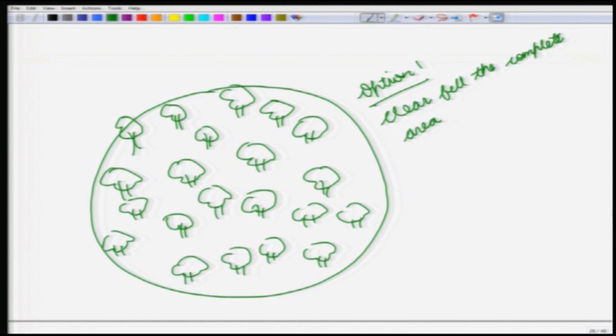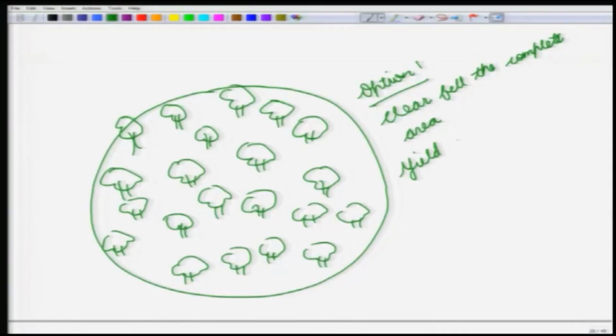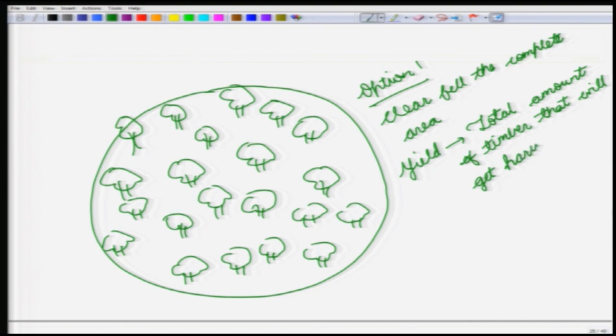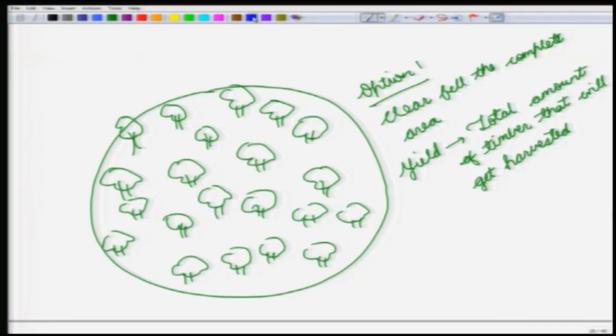Now, if you go with this option, then yield will ask what is the total amount of timber that will get extracted or harvested. So, this is the first way in which we can define yield. What is the total value of timber or what is the total volume of timber that we can extract from this forest. But in a number of situations we do not want to go with this clear felling.